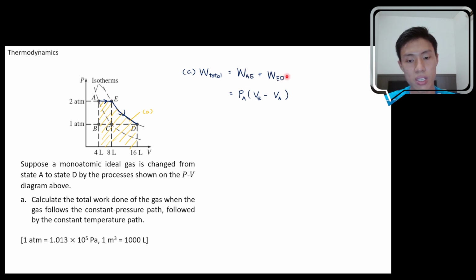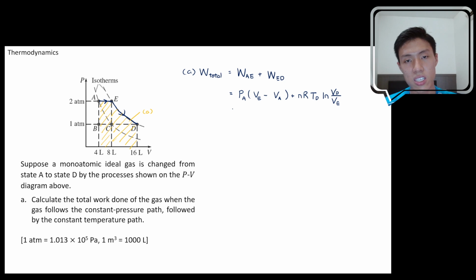Next, you have your work done from state E to state D. So this is isothermal. Isothermal, you have to use nRT. Temperature, any temperature between E and D are the same, so you can use any temperature, let's say D. Then you can use ln. Then you have your volume final, final is D, initial is E. So volume final VD divided by volume initial VE.